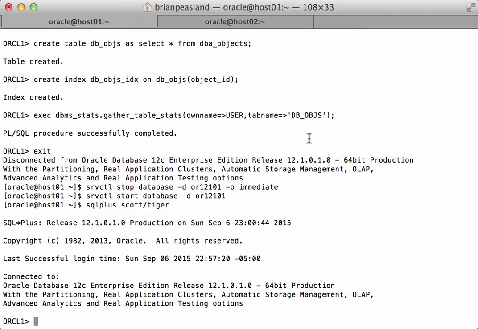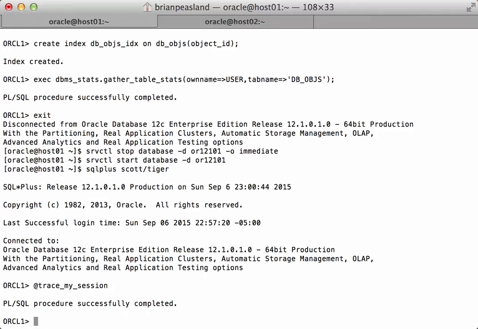So in this first instance, the first thing I'm going to do is start a trace in my session. And I'm going to use that script that I already showed you the contents of. Pretty simple. Saved me a lot of typing there.